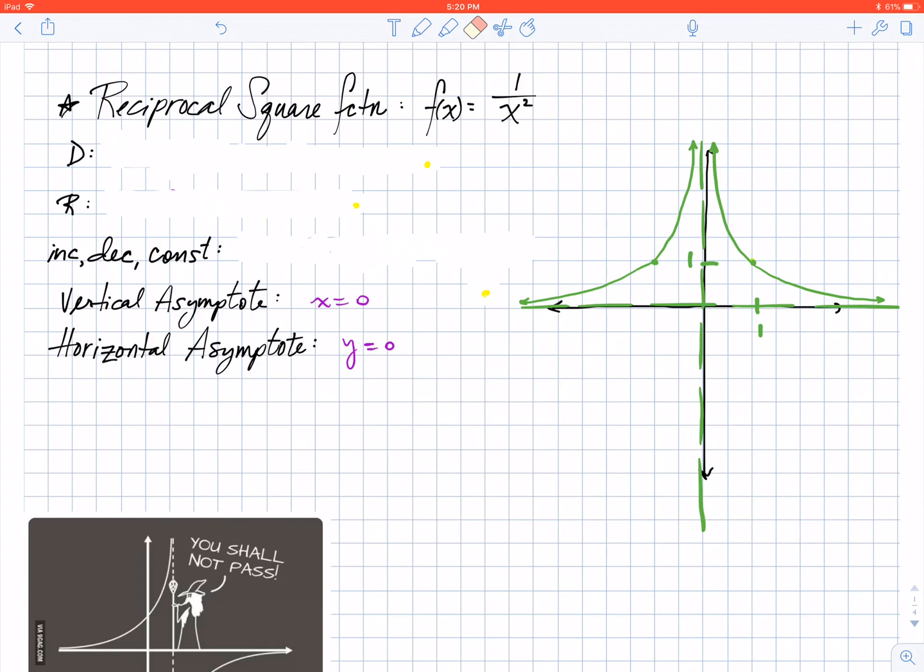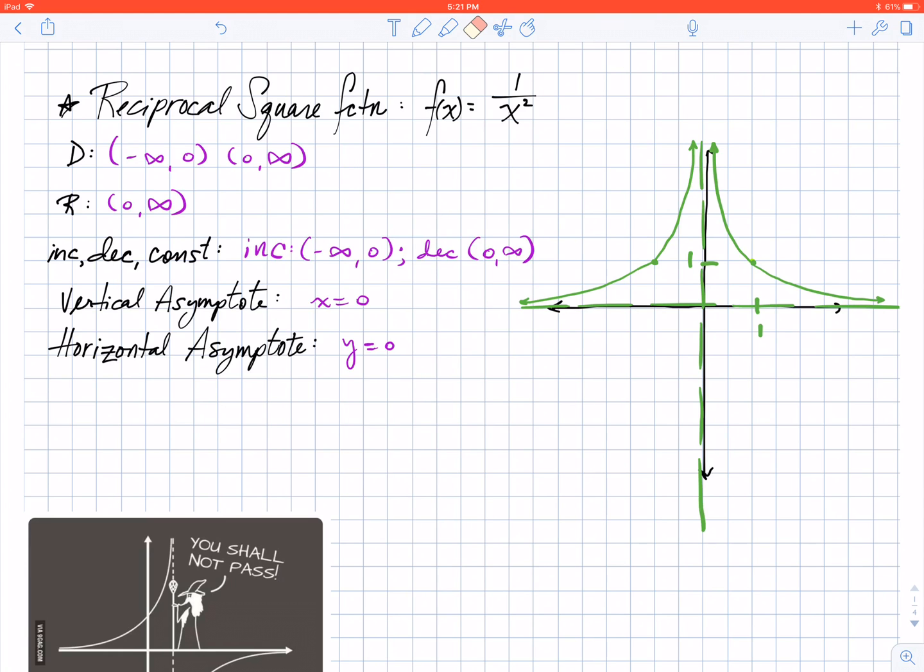We understand these. We're comfortable with these by now. Domain, -infinity to 0, 0 to infinity. The range is going to be different because I have nothing below the x-axis. So it's just going to start at 0 and go up to positive infinity. And then for my increasing, decreasing, and constant, as I move from left to right, I notice the first thing that's happening is it's increasing, and then it turns around and starts decreasing. So it's going to increase from -infinity to 0, but then it'll turn around and decrease from 0 to infinity.